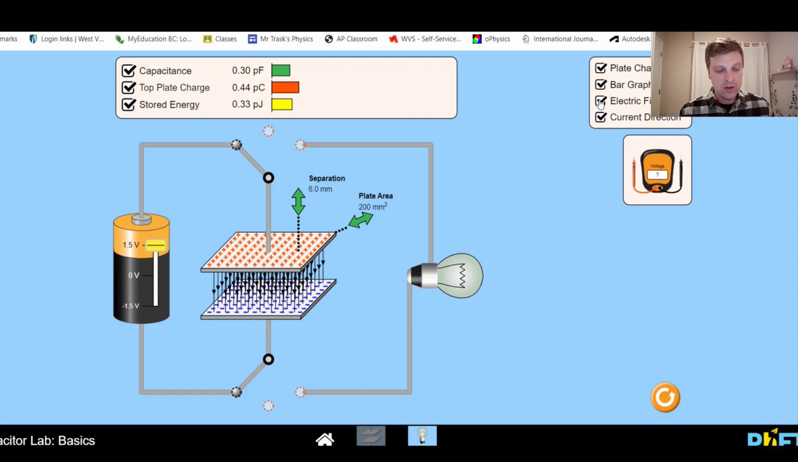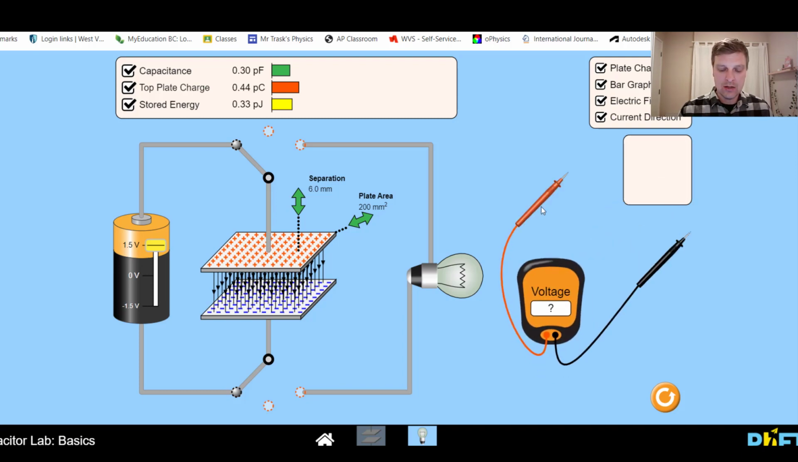Where are they going to go? Well, they're going to flow back to the battery. In actual fact, what ends up happening is the amount of charge that flows onto the bottom plate is equivalent to the amount of charge that flows off of the top plate and back to the battery. So we get a charge distribution here that really just depends on the voltage.